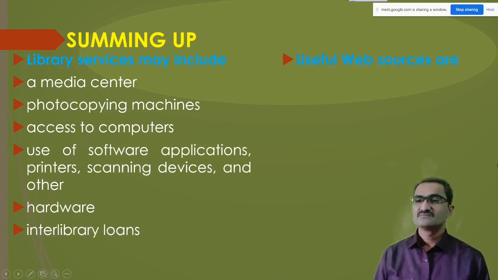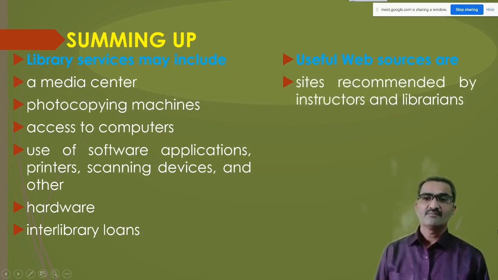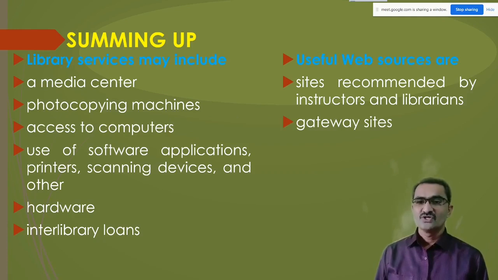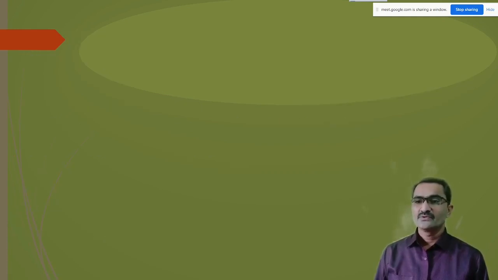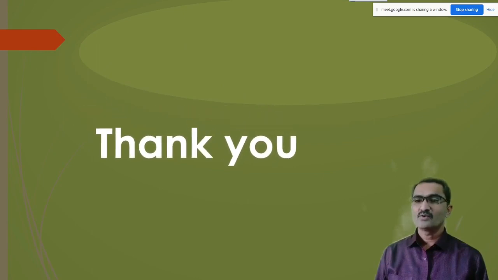Interlibrary loan, then useful web sources are sites recommended by instructors and librarians, gateway sites. We have discussed almost all these things, and I hope you have got the idea that while conducting research, the researcher is expected to understand all these things: how to refer to a library, how to refer to these sources available in print form or e-form. So thank you.